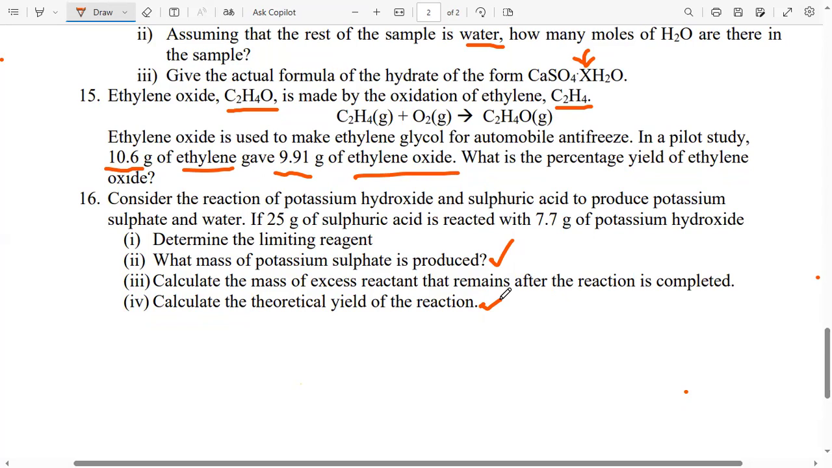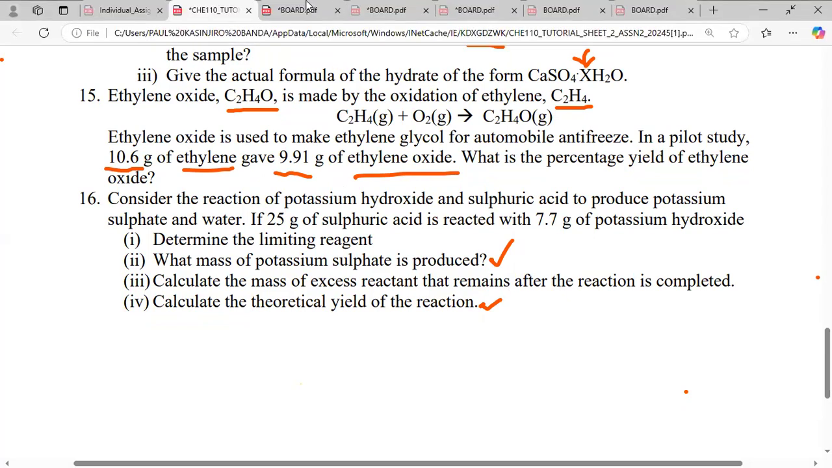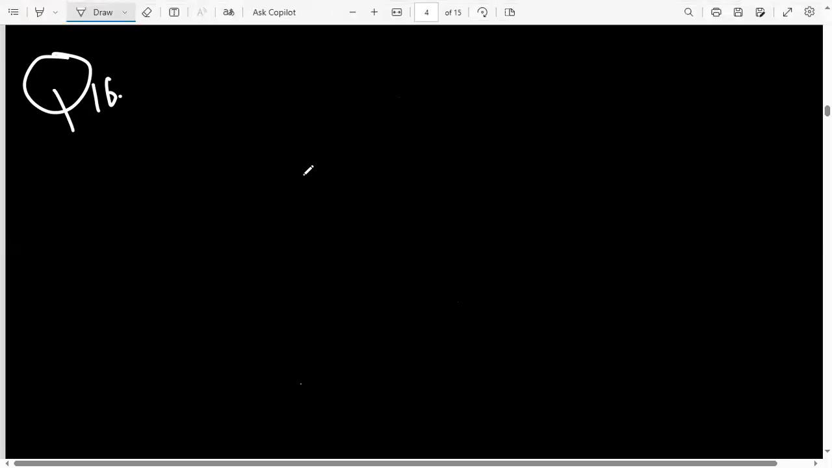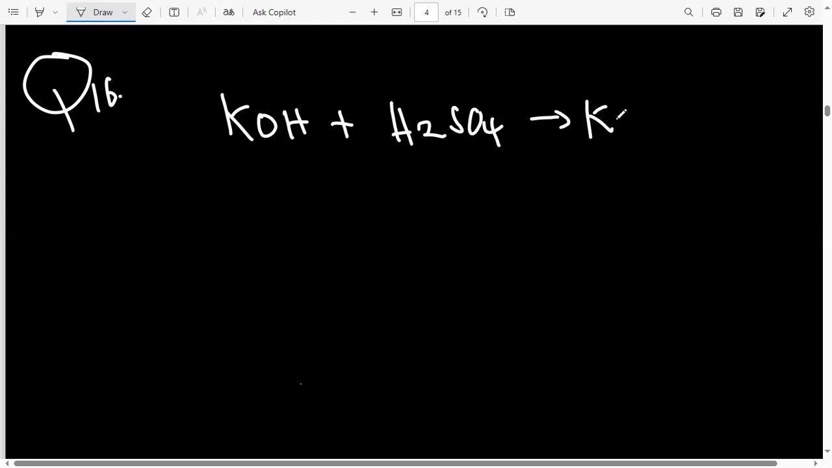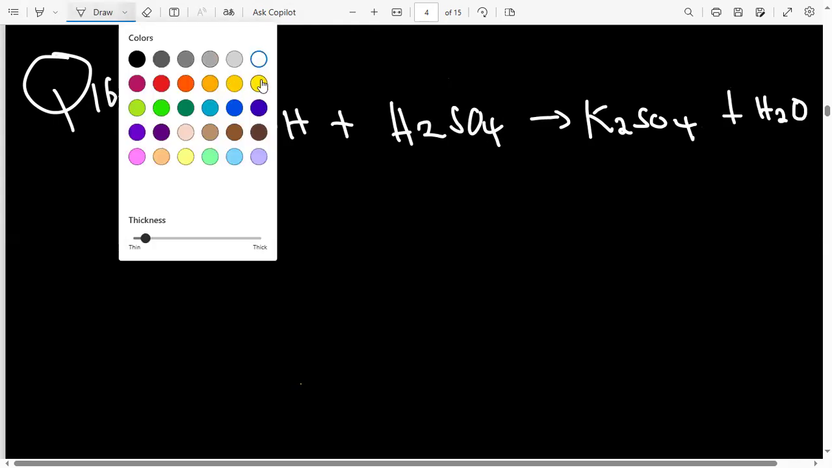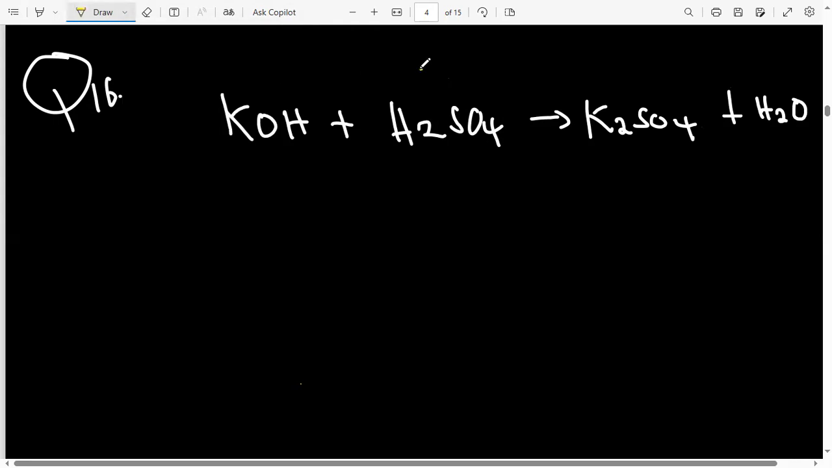Okay, so now let's come up with a chemical equation to see what is happening. So this is a reaction between sulfuric acid and potassium hydroxide. So potassium hydroxide is this guy, plus sulfuric acid, which is H2SO4. This is producing what? It's producing potassium sulfate, plus water. So first you look at this chemical equation, you notice that it is not balanced. So what are we going to do in order to balance it?